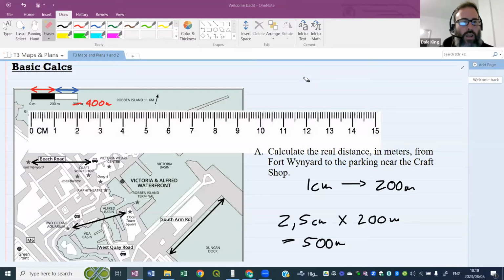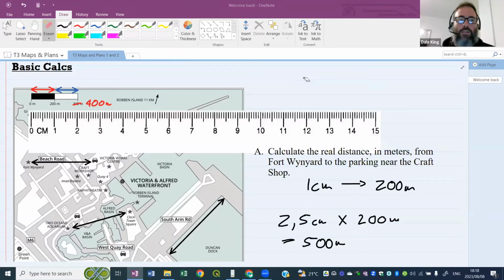Should be 400. And also, when you put your ruler up against the bar scale, you're trying to get an idea of what 1 centimeter will give you in the real world. So I don't know what 2 centimeters gives me. I only want to know what 1 centimeter gives me. So 1 centimeter represents 200 meters here. So 1 is to something. So when you write ratio scales and maps, they always start with 1 is to something.